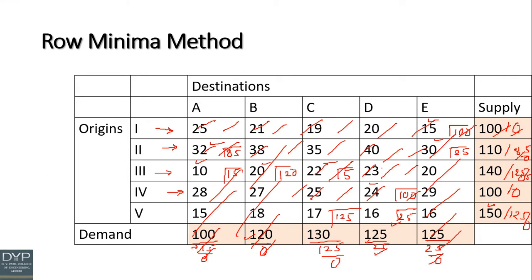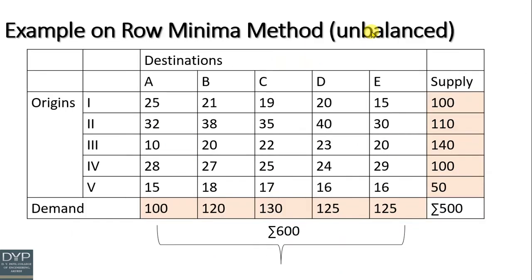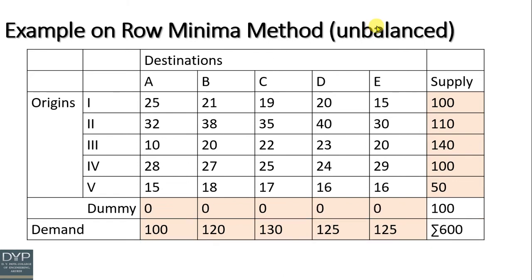So now you can find out the transportation cost, which will be the summation of the multiplication of the unit cost cells and the number of units assigned. Now this is for the balanced one because the supply was equal to demand. If it is unbalanced, that is the supply and demand are not equal, then the same method can be used. Again we have to add one row, a dummy row, which has 100 units as the supply.